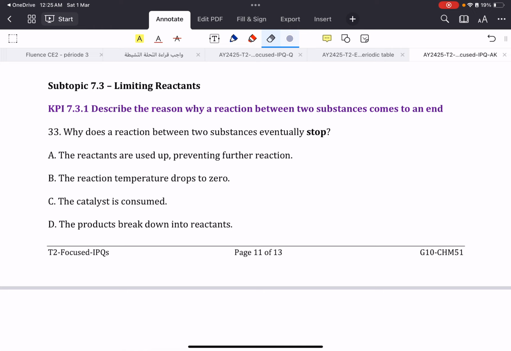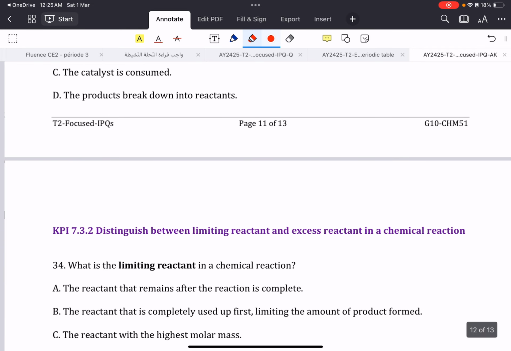Limiting and excess. Be careful with these questions. Why does a reaction between two substances stop? Probably because one of the substances finished. It is completely used up. So when the reactants are used up, preventing further reaction, it stopped.